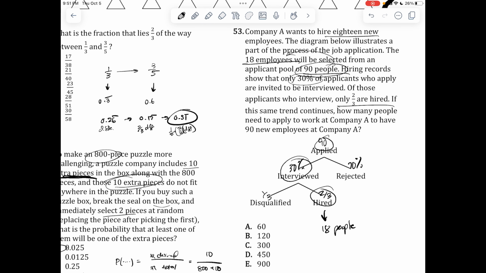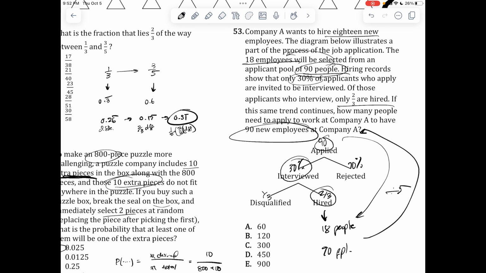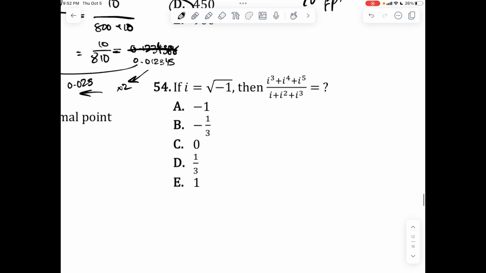Right? So it's saying this is how you get to 18. You start with 90 and you do this process, get down to 18. Now let's say we actually want to hire 90 new employees. So what do we need to do? Well, we notice that the ratio is whatever applied, you divide that by 5 throughout the whole process, and that's the number of people that get hired. So if you want to have 90 people down here, you really just need to go backwards, multiply by 5. It's 450. Okay? Quite simple.